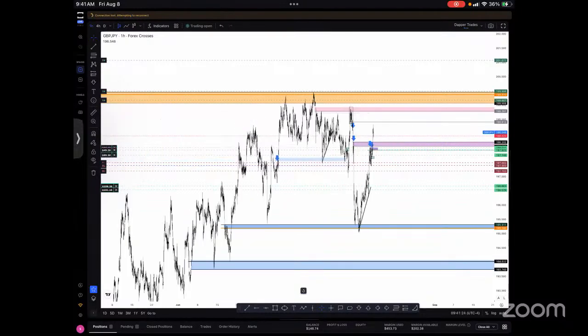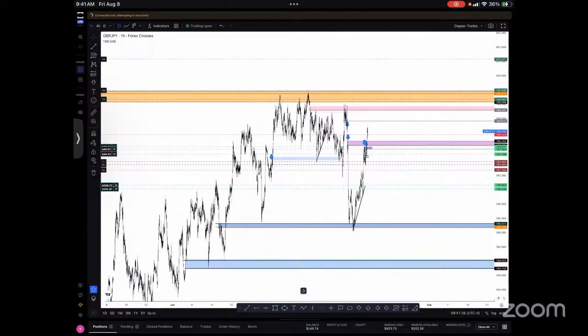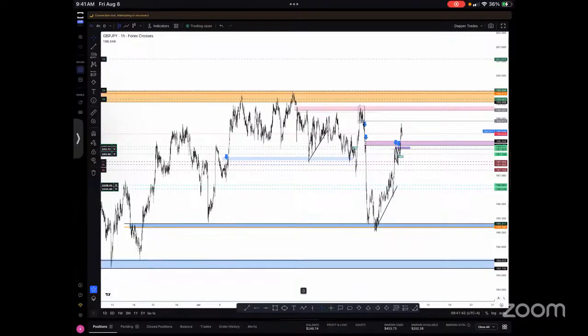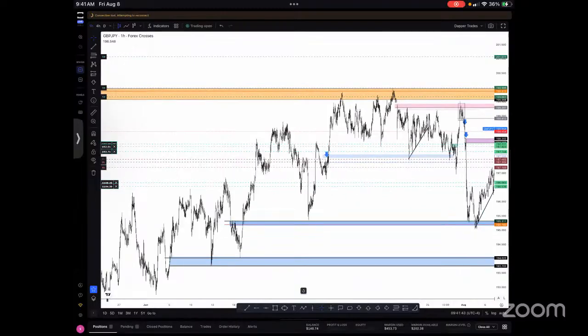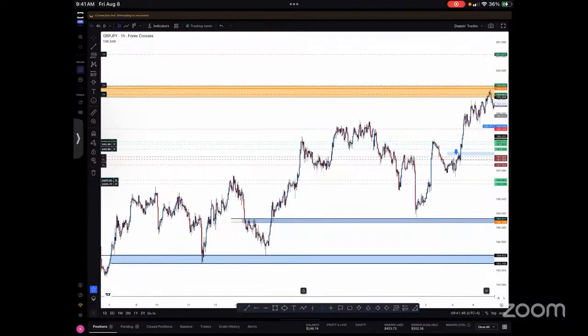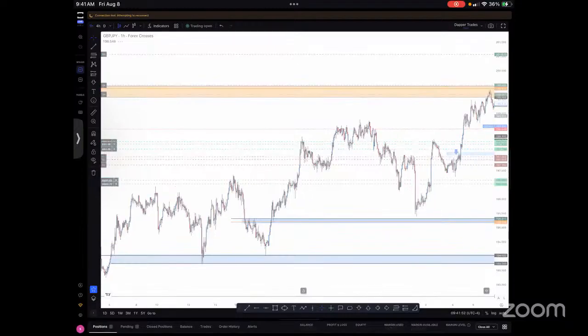So you see this blue zone around 195.311? All I did was find a previous resistance level, and I waited for price to come back and touch that area as support. So like another support level or resistance turned support would have been right here.